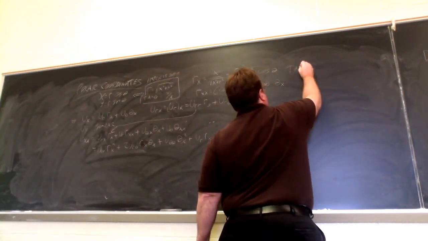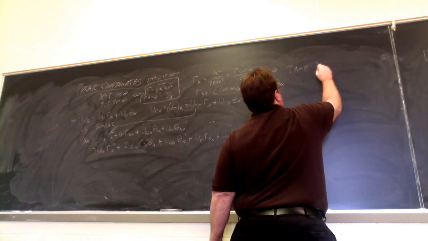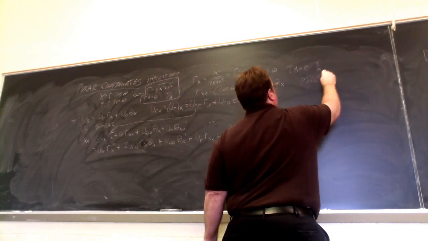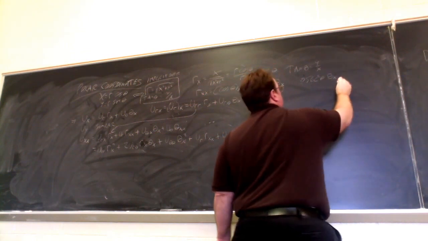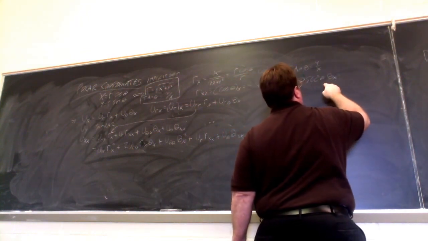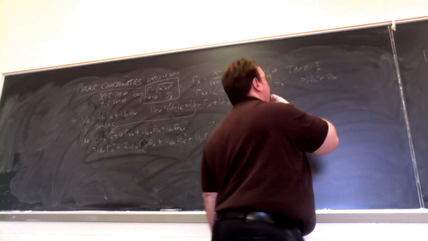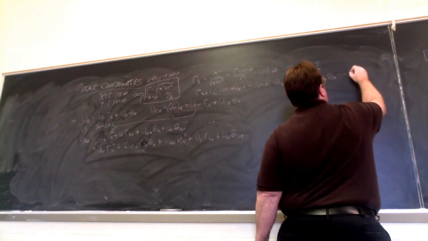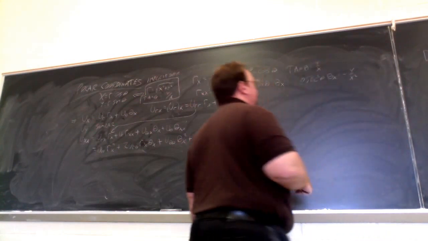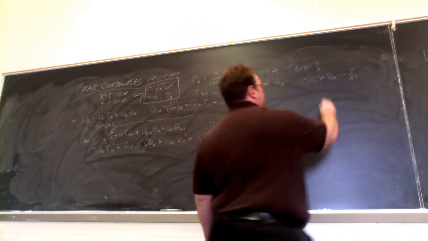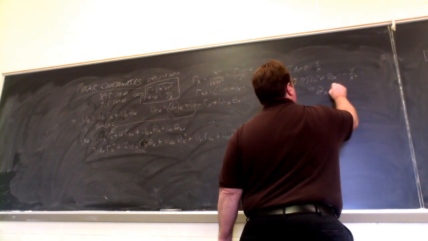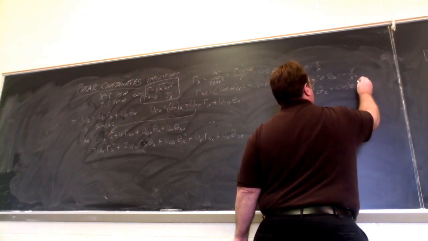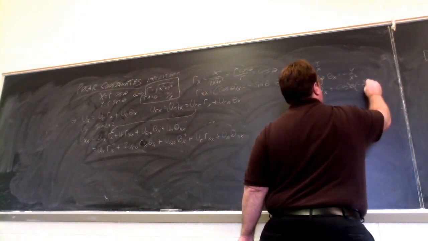Well, tangent theta is y over x. So if I want to differentiate with respect to x, I get secant squared theta times theta x is equal to the derivative of this with respect to x, which is minus y over x squared. So that tells me that theta x is equal to, I move this to the other side, cosine squared theta times minus y over x squared.